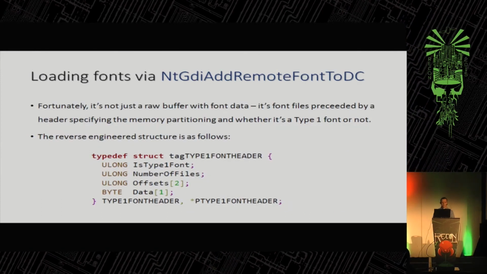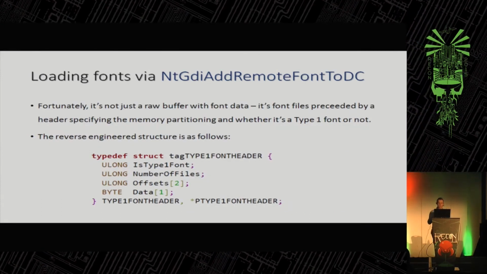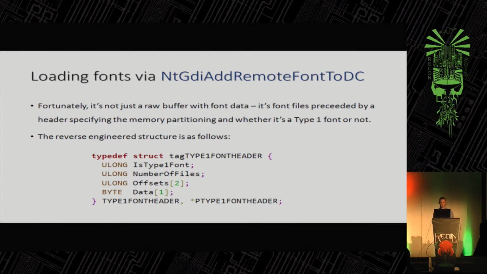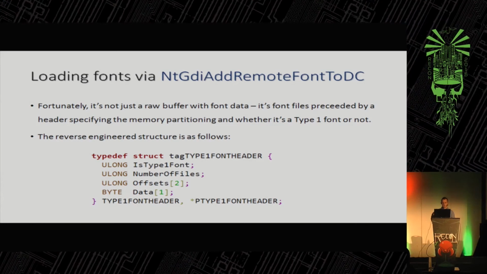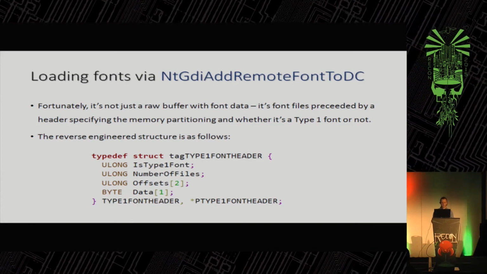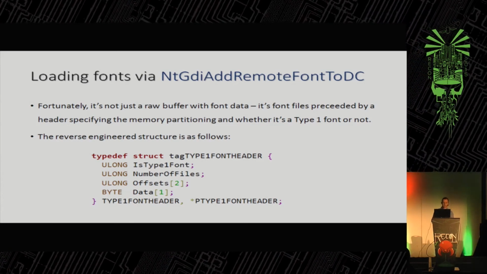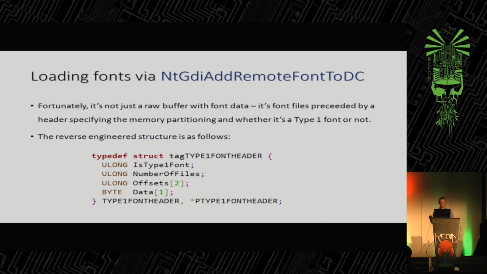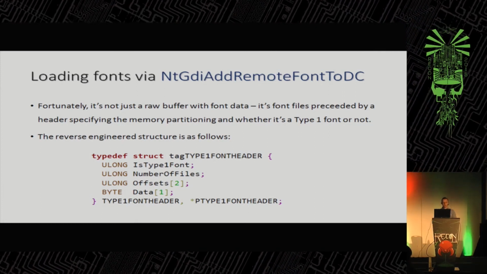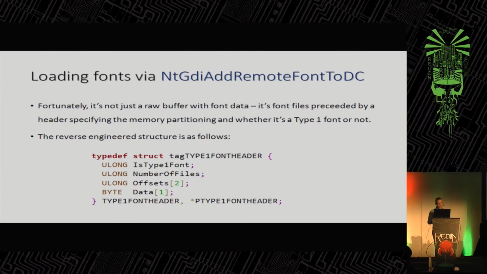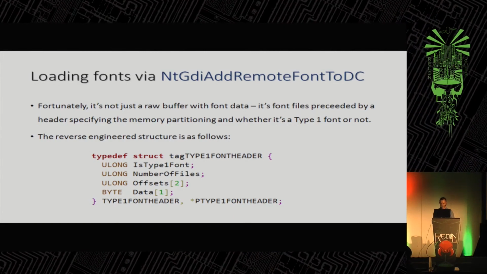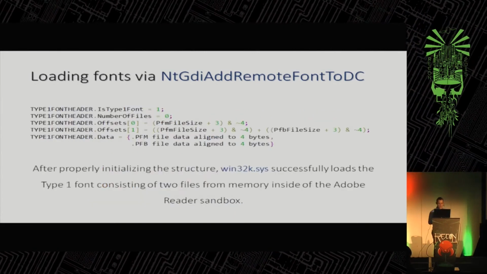And fortunately, it's not similar to the other function that I mentioned. It's not just a raw buffer with font data, but it's font files that are preceded by a header that specifies what the partitioning of the memory is and where in memory each of the files that we want to load is. So I had to reverse engineer the structure, and it contains a number of fields that are pretty easy to figure out how to initialize.